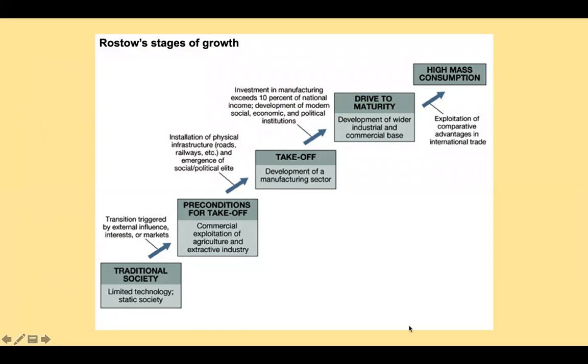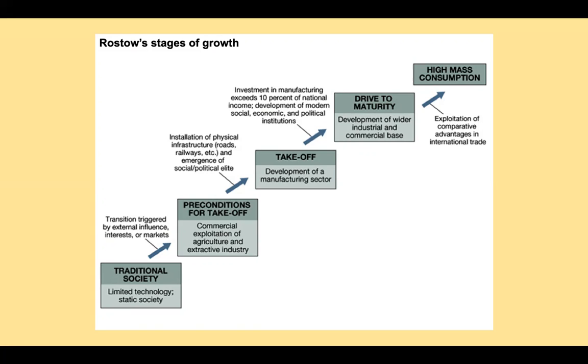You begin at stage one, which is a traditional society. Remember that Rostow said that all societies go through these stages, and that in that regard, they all have a common experience. It's just that some societies are further along than others, at later stages, and so on.